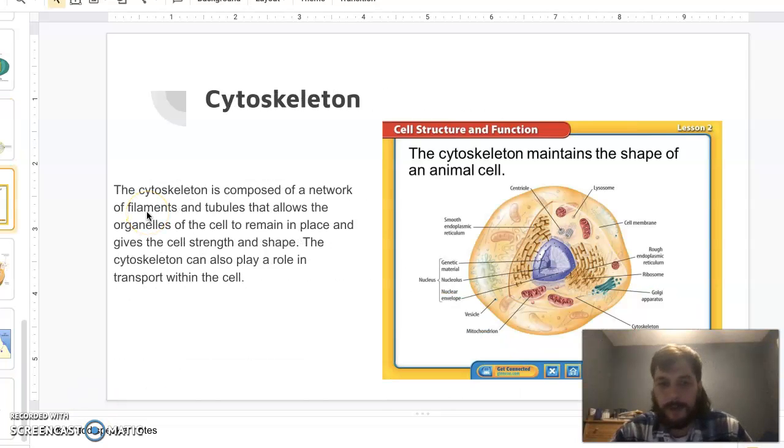The next organelle we're going to learn about is the cytoskeleton. The cytoskeleton is a network of filaments and tubules that allow organelles of the cell to remain in place and give the cell strength and shape. Just like with humans and our bones, which keep us structured, the cytoskeleton is made up of little filaments that help give the cell its shape and keep its shape.